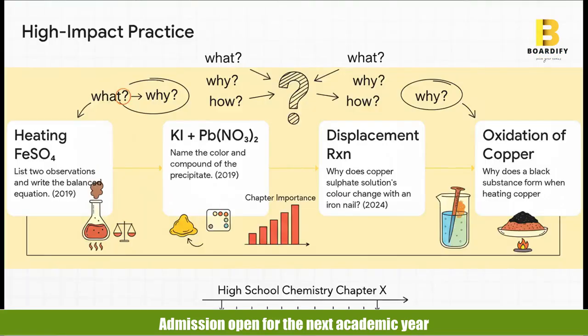This right here is your high-impact practice list. Number 1, the classic ferrous sulfate decomposition. 2, the famous yellow precipitate reaction, a perfect example of double displacement. 3, the iron nail and copper sulfate solution, a classic displacement reaction. And 4, the oxidation of copper powder. Seriously, if you can confidently explain the what, the why, and the how for each of these 4 scenarios, you will be unstoppable in this chapter.